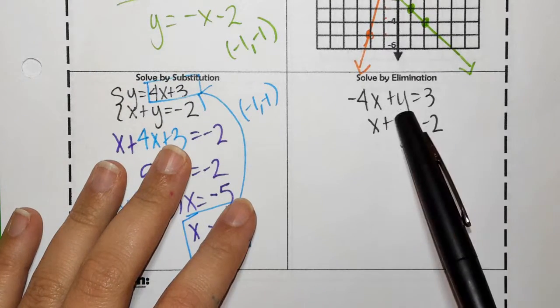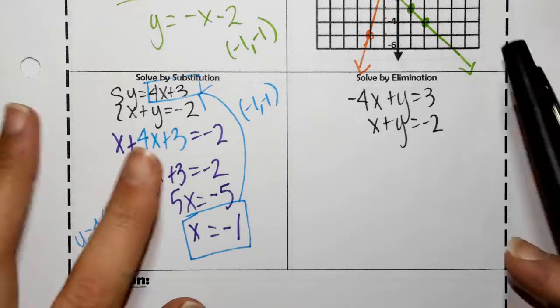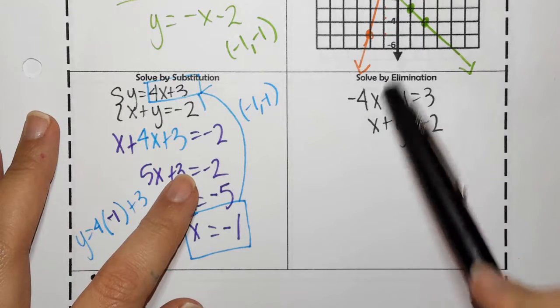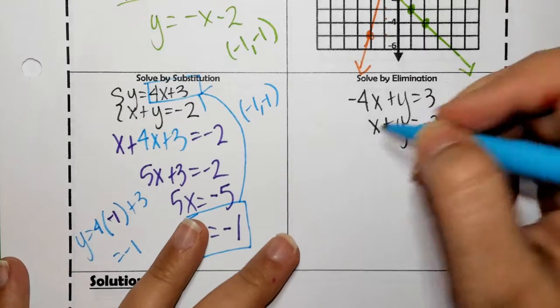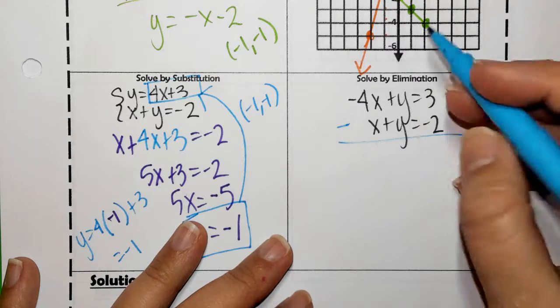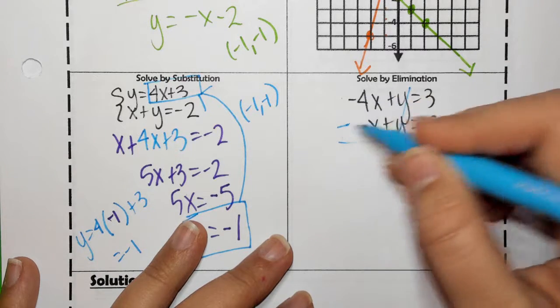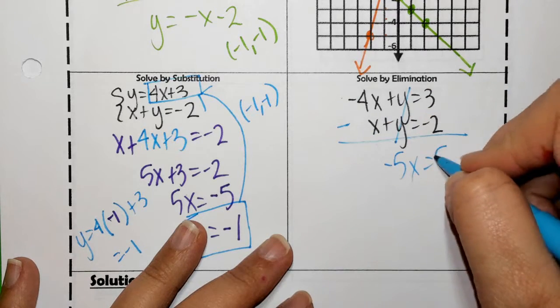Alright, so now we look for a variable that has the same coefficient and opposite signs. This time we have one that has the same coefficient but not opposite signs. So are we going to add or subtract? Subtract straight down. Take a point, whoever said that over here. -4 minus 1 gives us -5x. 3 minus a -2 gives us 5.